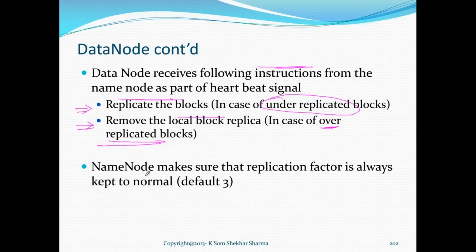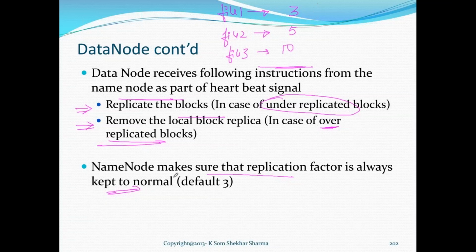Just now I explained that the name node's major responsibility is to keep the replication factor of any file at a normal level. What I mean by this: for example, you have file 1, which is put onto HDFS with a replication factor of 3. So for this file, the normal replication factor is 3. There's another file 2, and the replication factor is set to 5. Normal replication factor is 5. There's another file 3, the replication factor is 10. So for this file 3, the normal replication factor is 10.